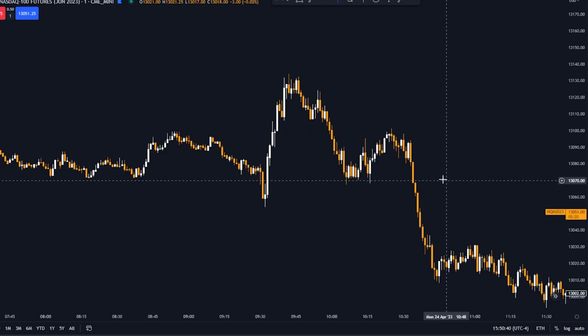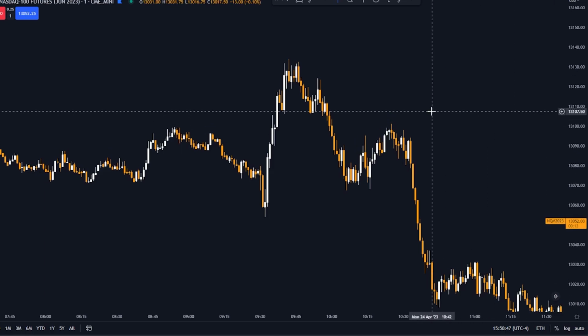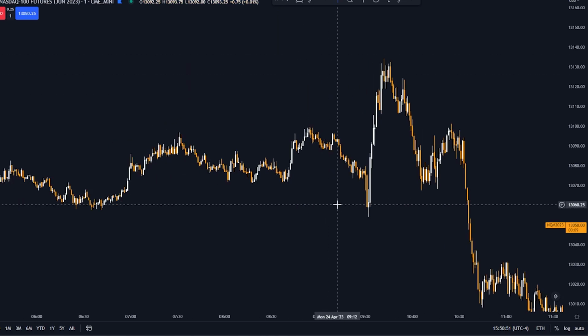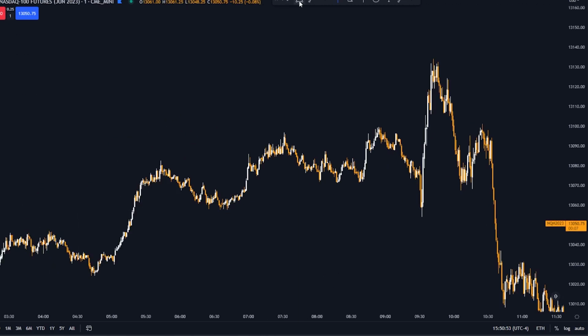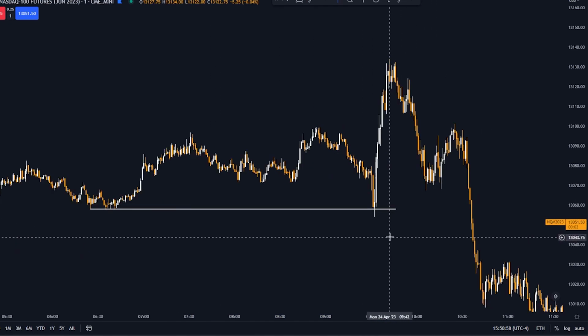I'm gonna also show you the trade I took today and why I took it and all that. So price moved up because it took out this liquidity right here.